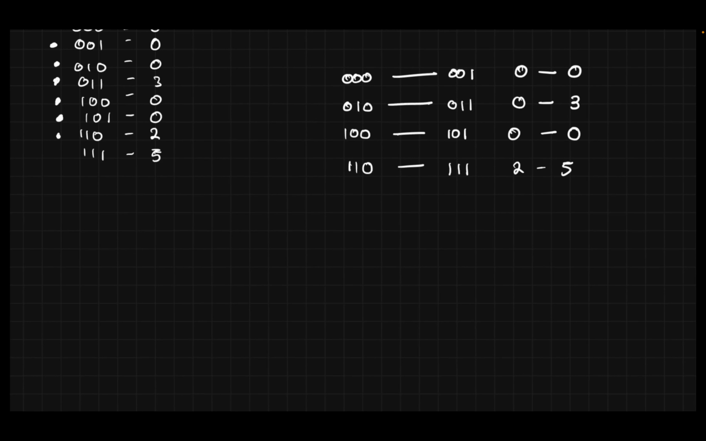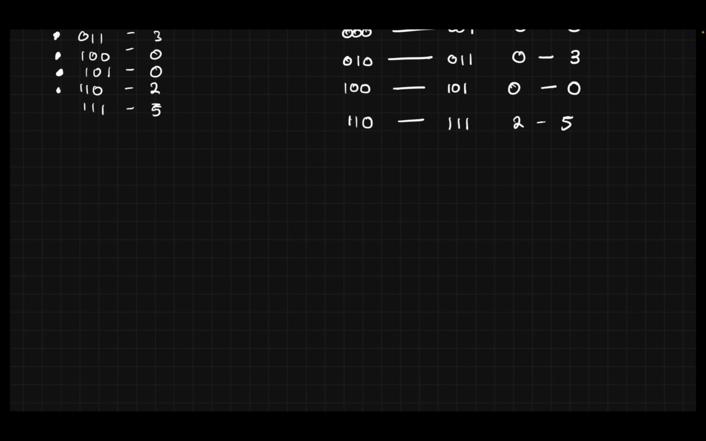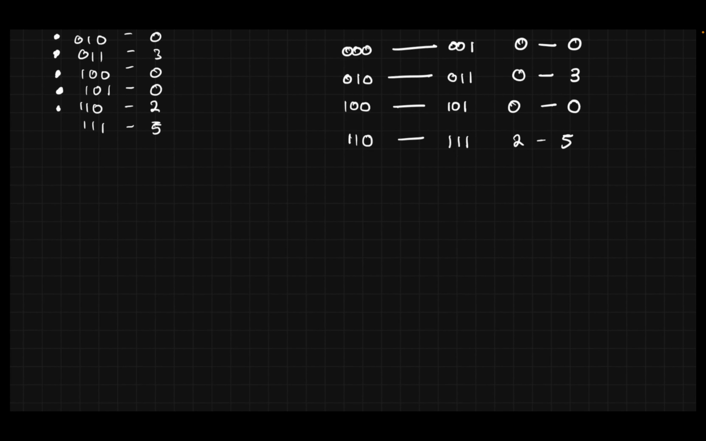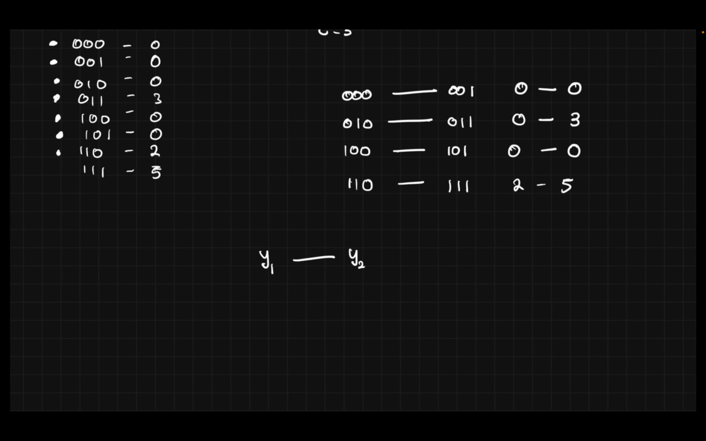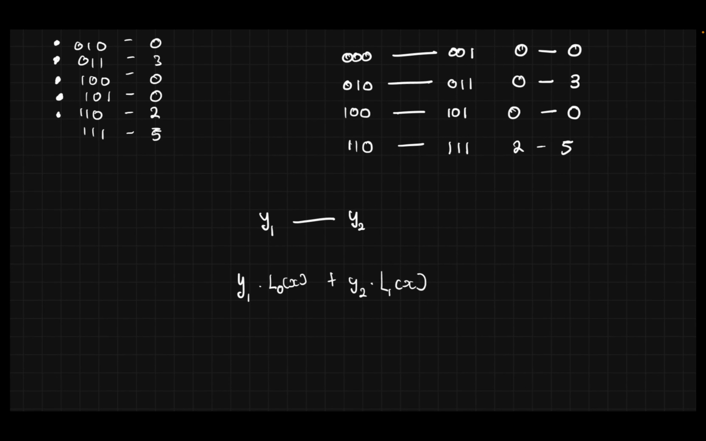Okay? So let's, yeah, even in code, get a formula that can do it at once, so that we don't have to do it all the time, right? So we always have two y values. y1 is connected to y2, that's how all our pairs have been. Then this is usually y1 times L0 of x, plus y2 times L1 of x. So I'm making it generic so that we can simplify down.